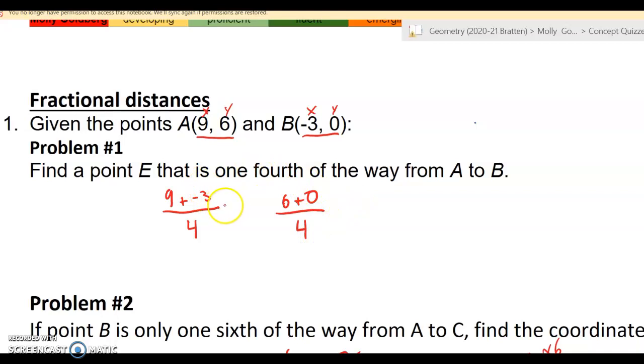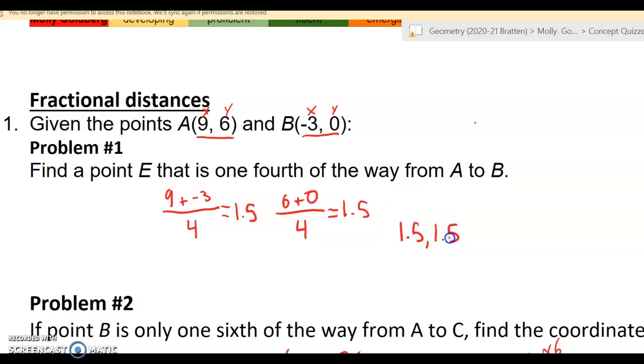And then you just solve them. So this would be 1.5 and this would be 1.5 because 6 plus 0 is 6, 6 divided by 4 is 1.5. It's an easy problem. And so your new coordinates are 1.5, comma 1.5.